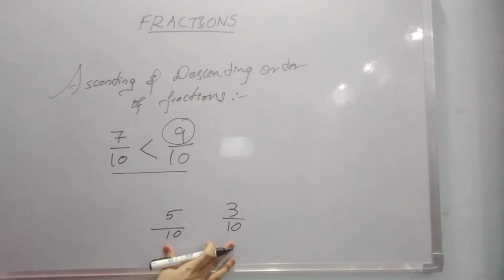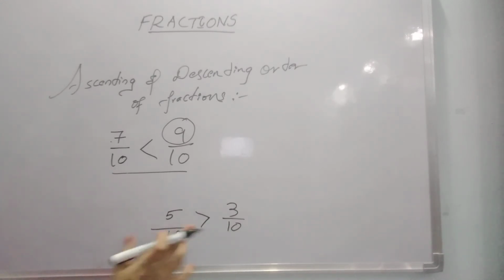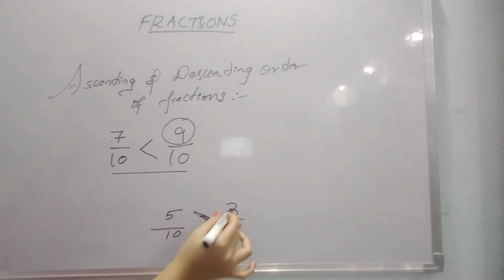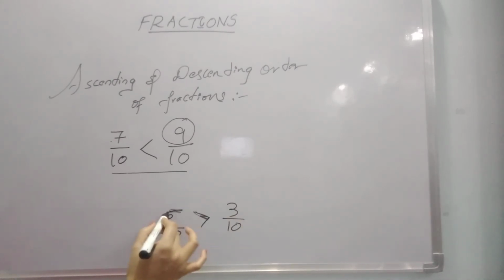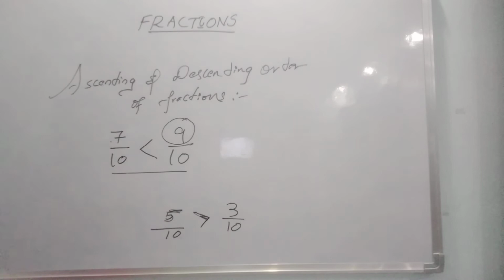These both are also like fractions. That means 5 by 10 is greater than 3 by 10. 5 by 10 is greater than 3 by 10. Okay.